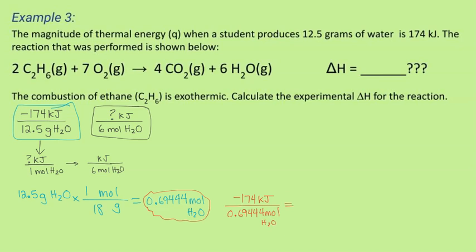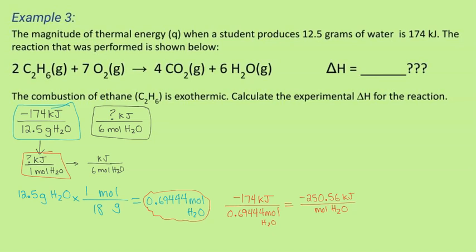So negative 174 divided by that number of moles, so that gives us negative 250.560 kilojoules per 1 mole, per mole. So we're just simplifying the numbers here. And I should put per mole of H2O. Okay, so we figured out the number of kilojoules per 1 mole of H2O. We did that part. Now we just need to figure out the number of kilojoules per 6 moles of H2O.